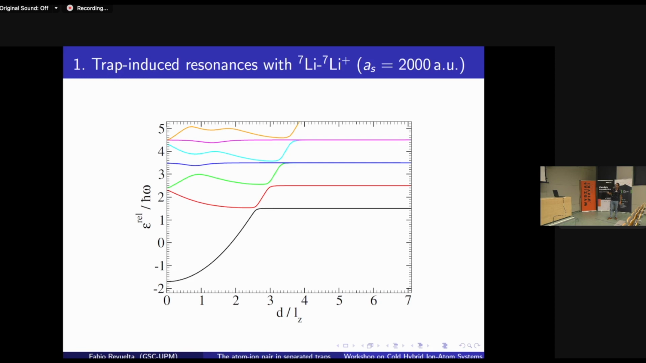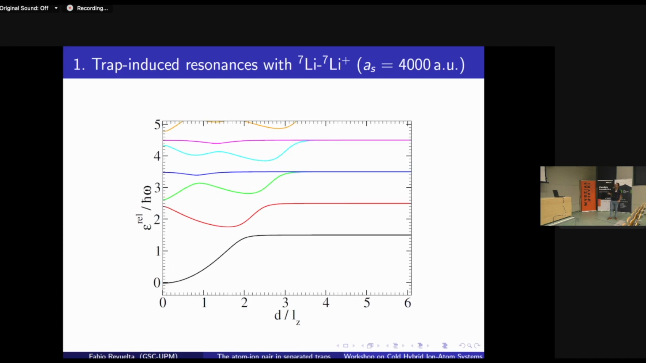And it interacts with the higher lying levels, right? So due to these avoided crossings. Now, this is for this scattering length, 2000. It is repulsive. If we make it more repulsive, then this bound state will not be that deeply bound. And this is what is observed, right? It comes closer to the origin, to 0, to the dissociation threshold.